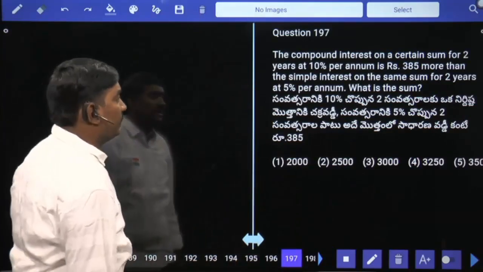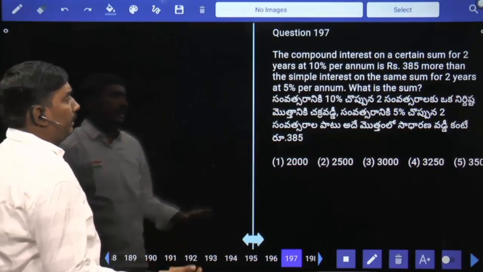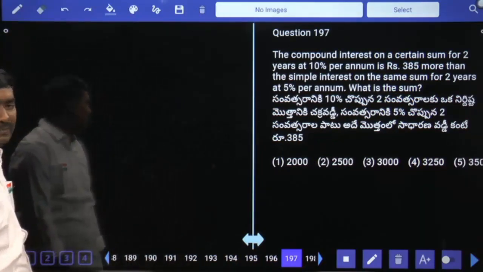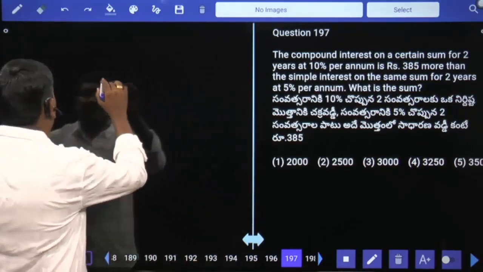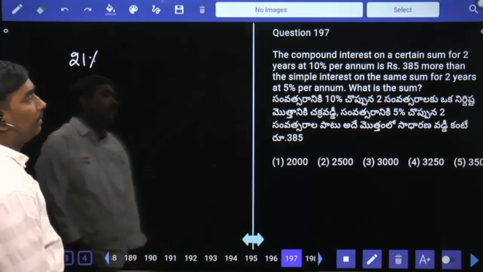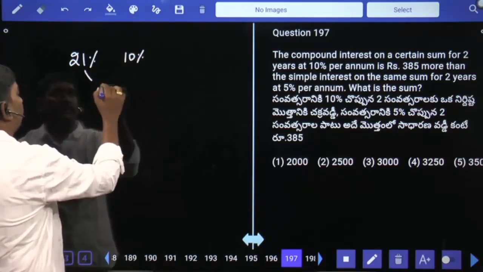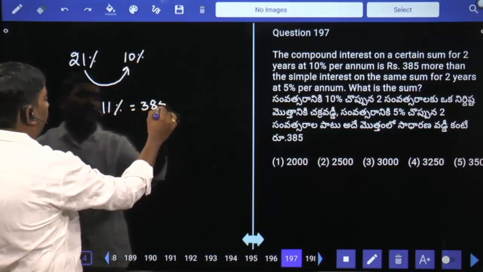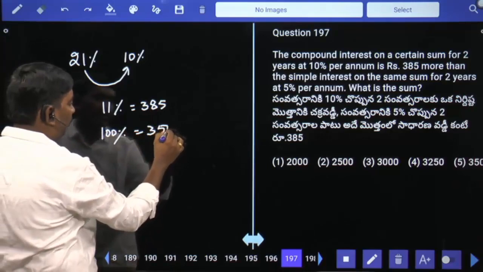The compound interest on a certain sum for 2 years at 10% per annum is 385 rupees more than the simple interest on the same sum for 2 years at 5% per annum. What is the sum? For 1 year 10% means 2 years compound interest is 21%. For 1 year 5% means 2 years simple interest is 10%. Difference is 11% value 385. Principal means by default 100% 3500.